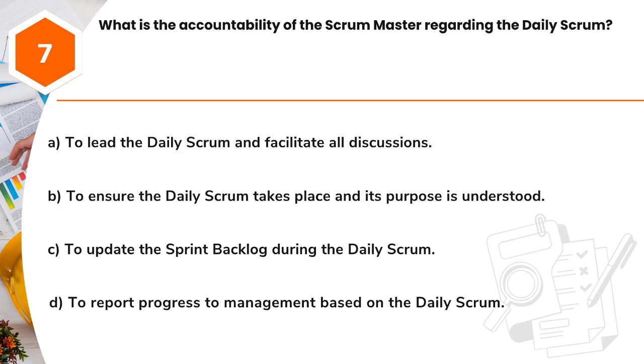Question 7. What is the accountability of the Scrum Master regarding the daily Scrum? A. To lead the daily Scrum and facilitate all discussions. B. To ensure the daily Scrum takes place and its purpose is understood. C. To update the sprint backlog during the daily Scrum. D. To report progress to management based on the daily Scrum.